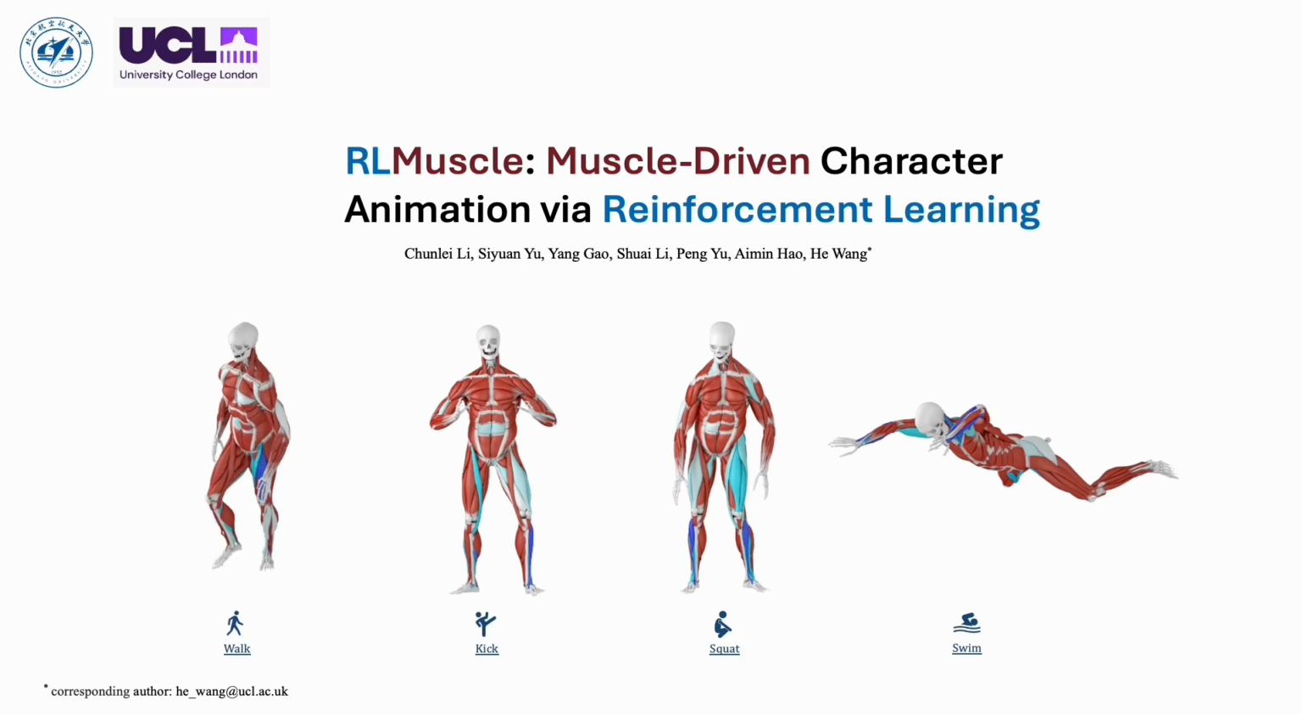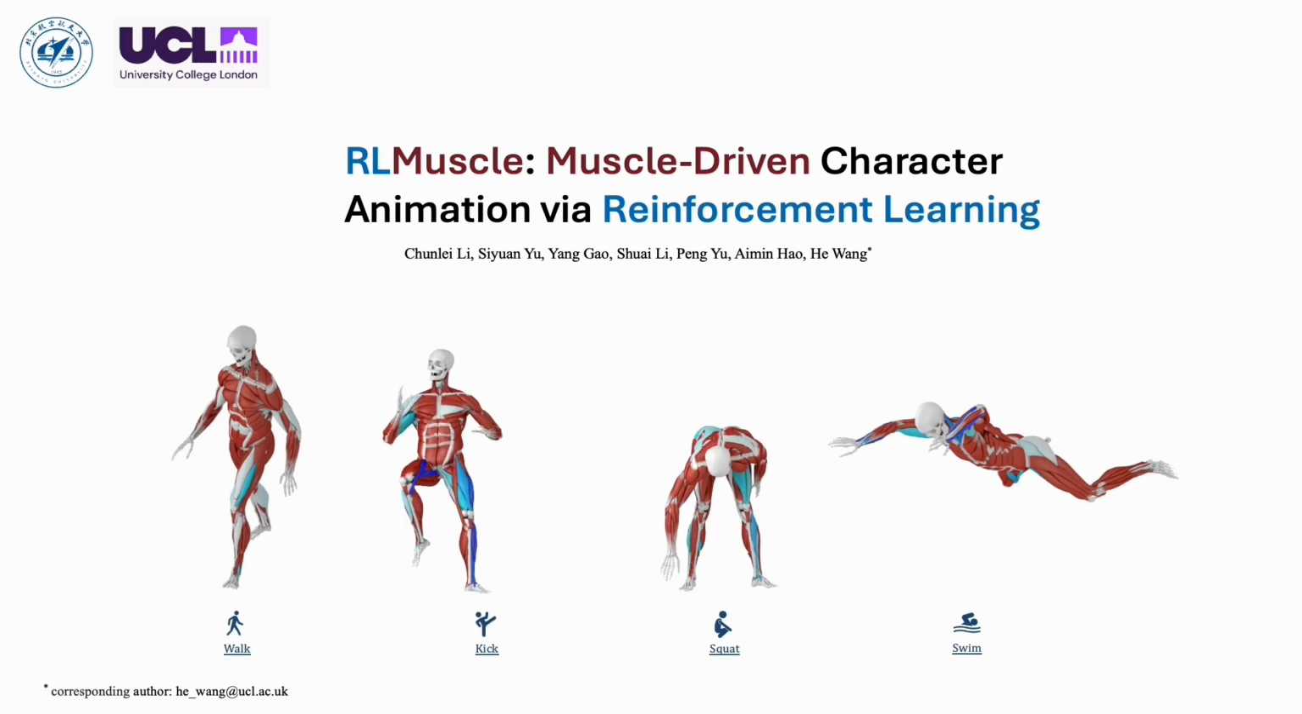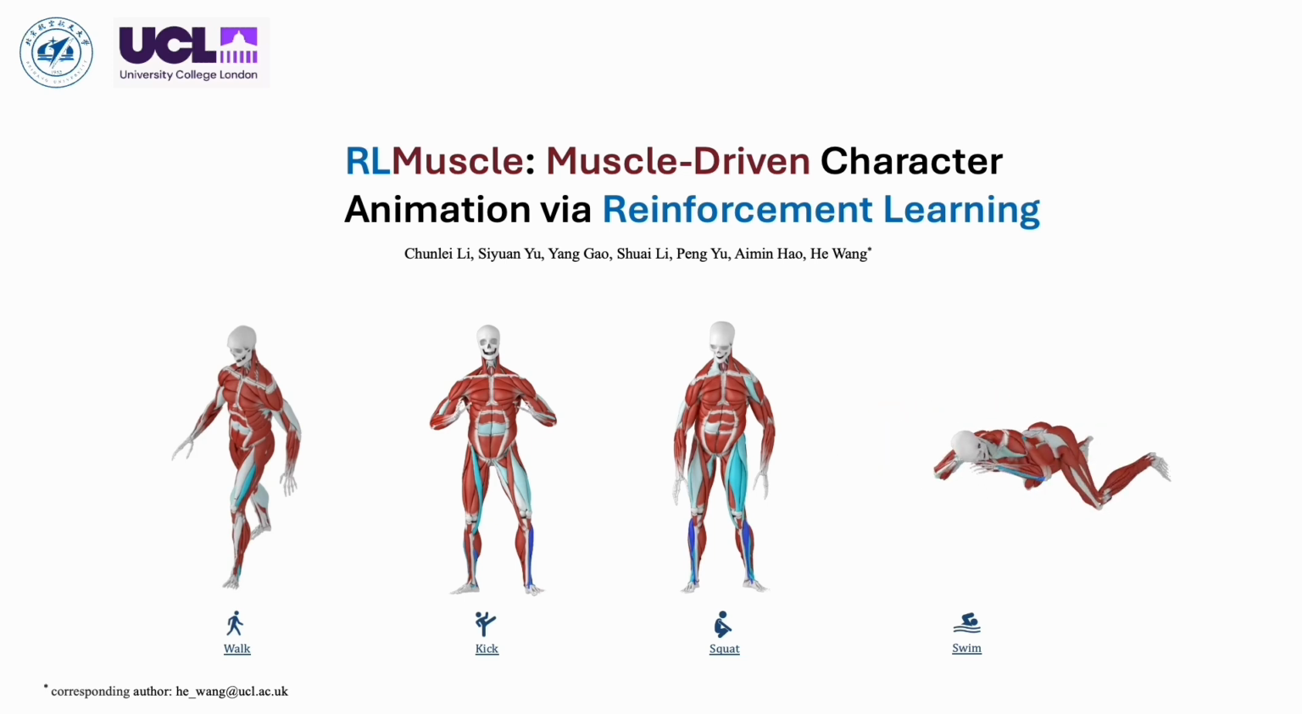To summarize, RLMuscle solves the muscle inverse problem by forward dynamics inside a reinforcement learning loop and drives a full-body volumetric muscle model at 18 milliseconds per frame. The activations are validated against real human EMG, and the entire system is released as open source.